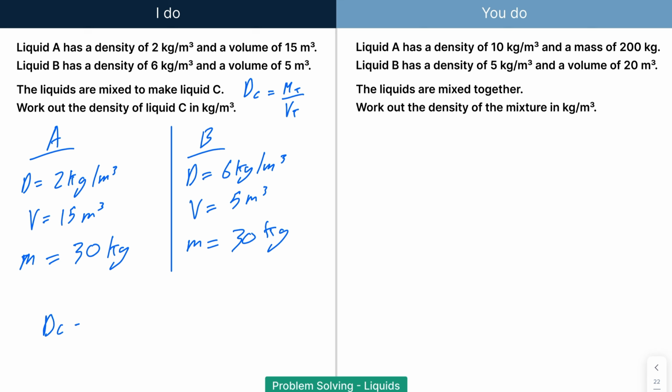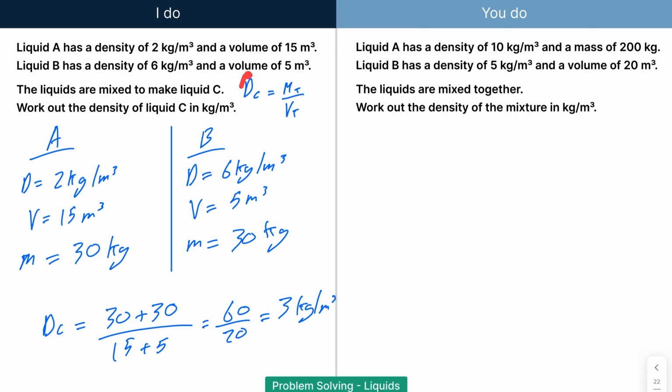Now to get the density of C, because we mixed both A and B together, we're going to take the total mass. So we're going to add the two 30s together, because A and B got mixed together to give us C. And then for the volume, we're also going to add the volume of A and the volume of B. And that is it. So that becomes 60 over 20, and that becomes 3. So 3 kg per meter cubed is your answer. So hopefully that made sense. All we've done there is we've mixed two liquids together, but to get the final answer for the density, you need to get the total mass and the total volume.